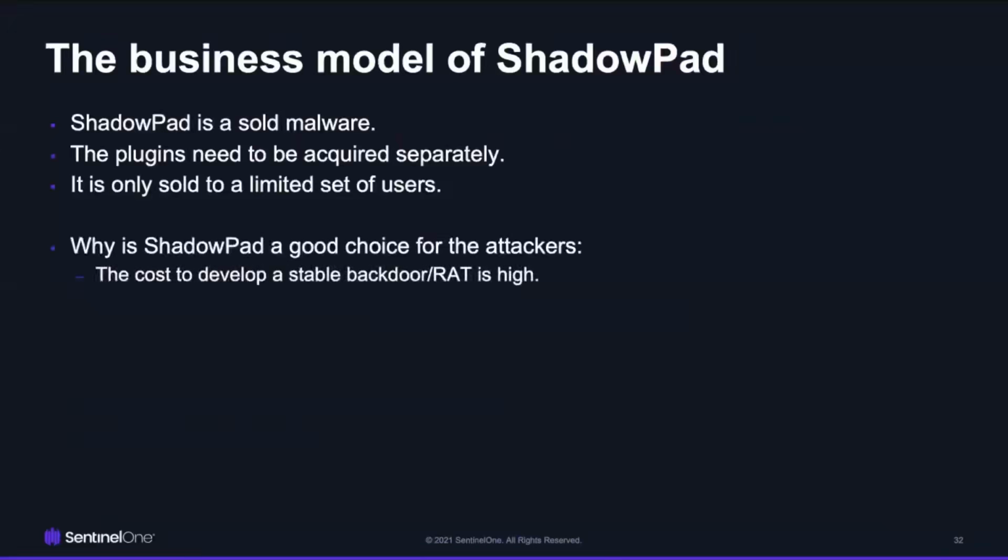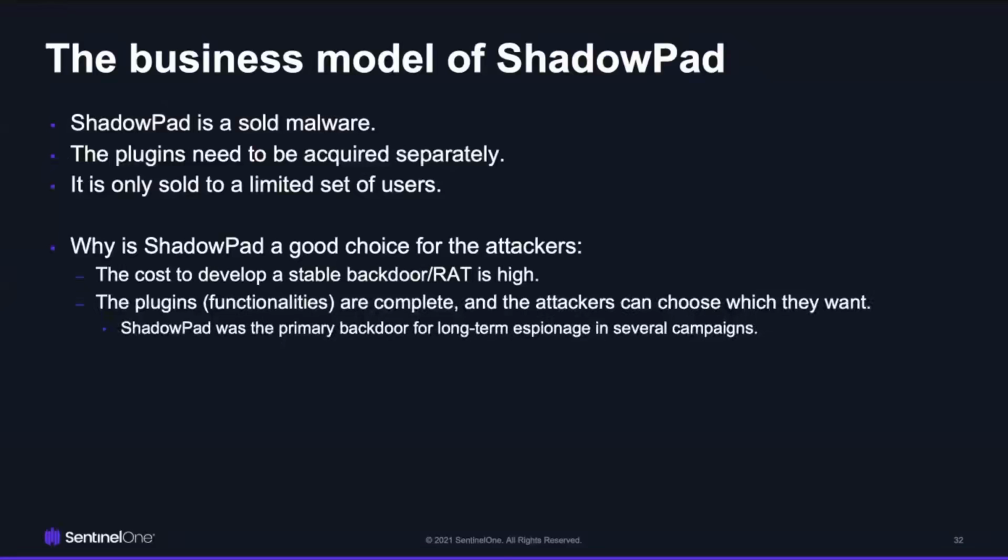From the attacker's perspective, there are several reasons why SHADOWPAD is a good choice for them. First, it is pretty costly to develop a stable backdoor or a remote access Trojan, especially when it contains some complicated functionalities like VNC. It is hard to ensure such functionalities will not crash the programs on the client side. If the attackers outsource the development of the backdoor, the cost will be significantly reduced, and they can put more resources on the other parts of the operation.